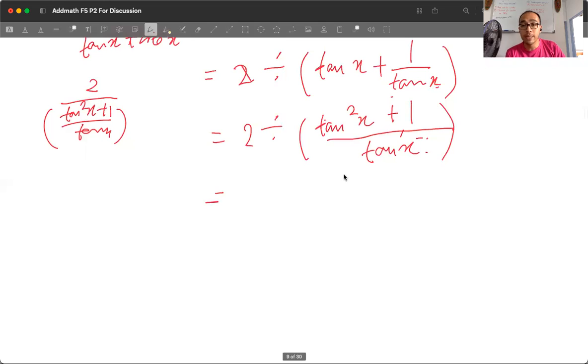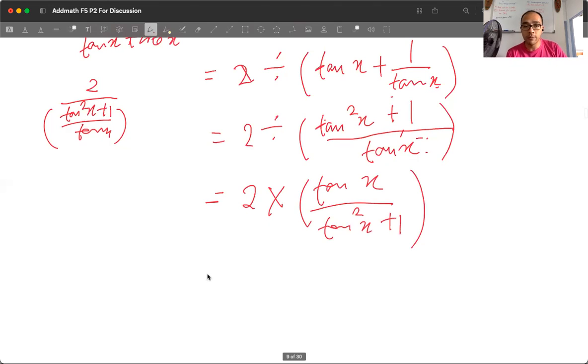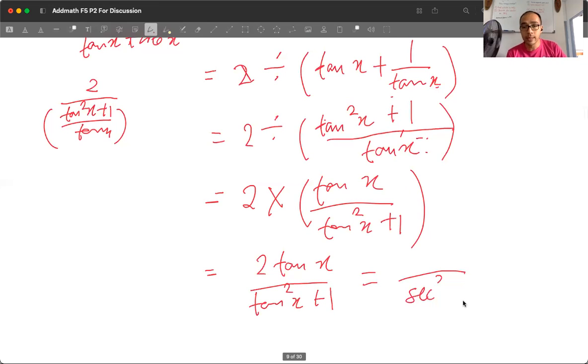Because when I flip this over, so this will be 2 times tangent x over tangent squared x plus 1. When I multiply it in, this will give me 2 tangent x over tangent squared x plus 1. Tangent squared x plus 1 is actually equal to secant squared x. Remember the identity, 2 tangent x.